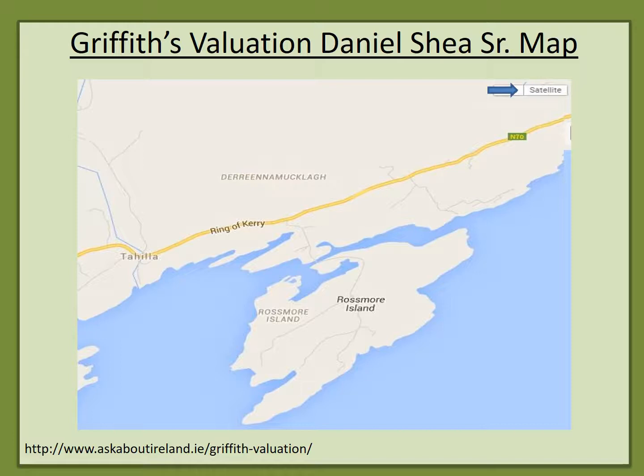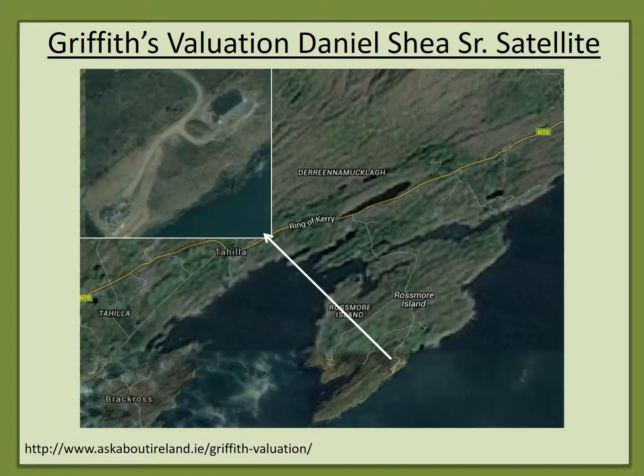Rossmore Island can be reached off the N70 highway, the Ring of Kerry, just east of the town of Tehillah. Clicking on the Satellite Select tab in the upper right corner, this brings us to a current satellite view of the island. Unfortunately, the quality of the satellite view here is poor. The quality of satellite views is excellent in many locations in Ireland, and often we can zoom in and see homes, farms, and even ruins of structures clearly.